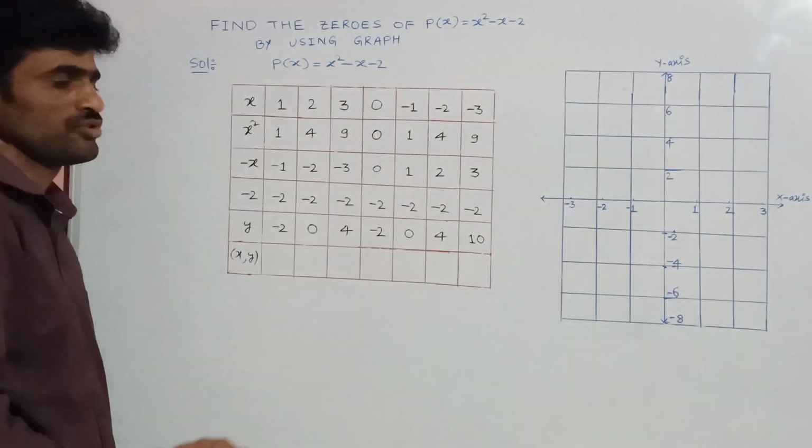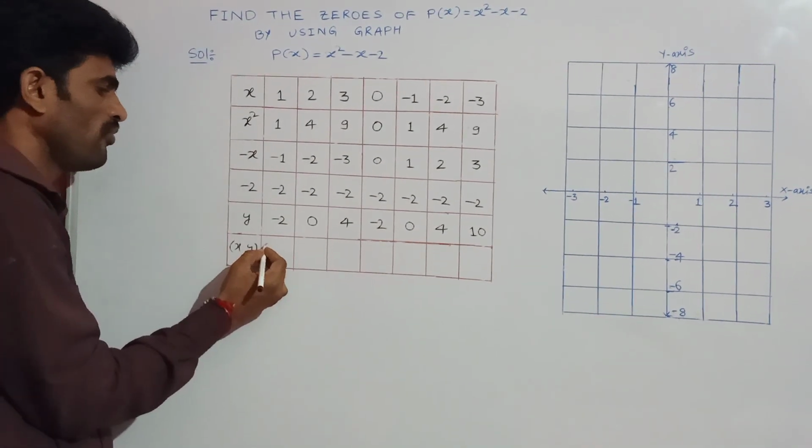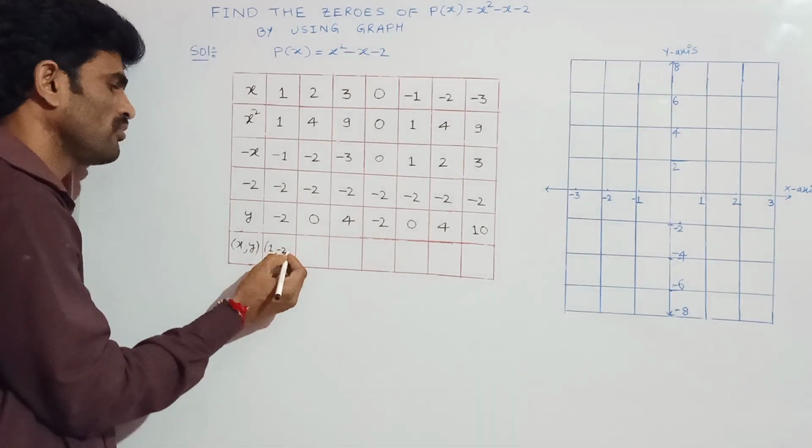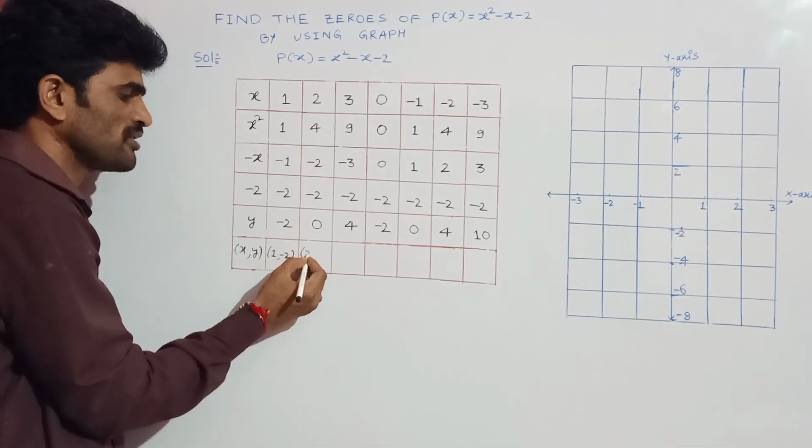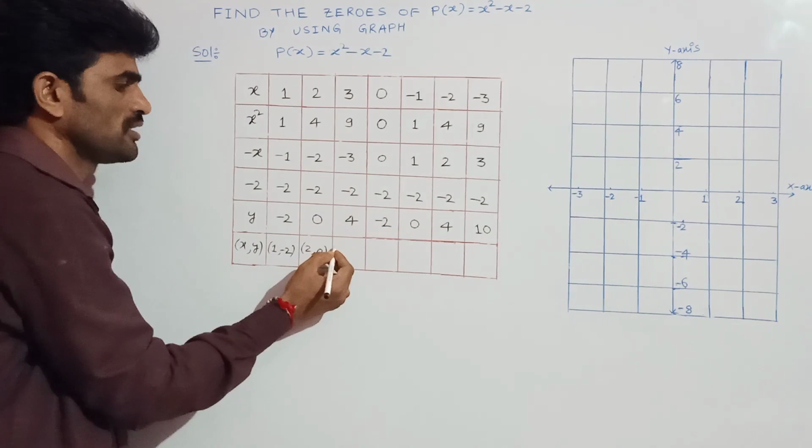So what are the ordered pairs now? For x equal to 1, it is 1 comma minus 2. Next, 2 comma 0. Next, 3 comma 4.